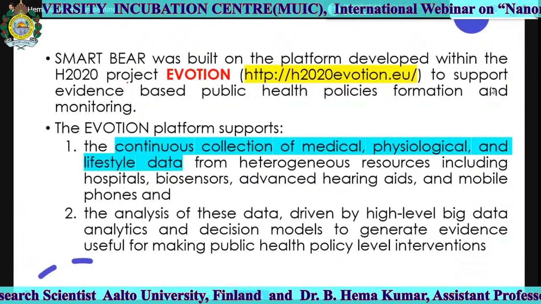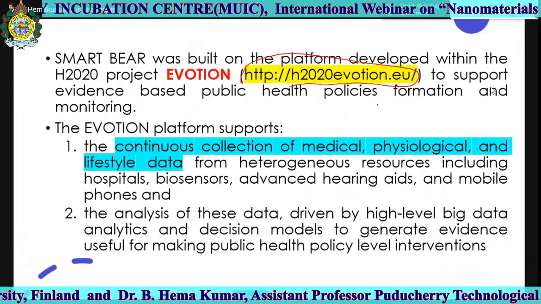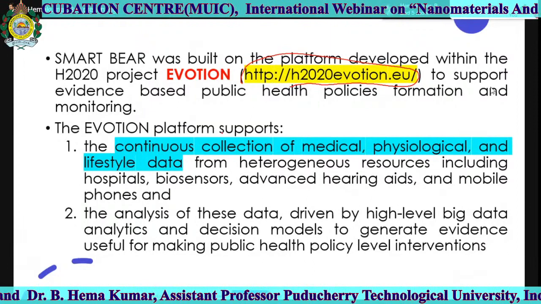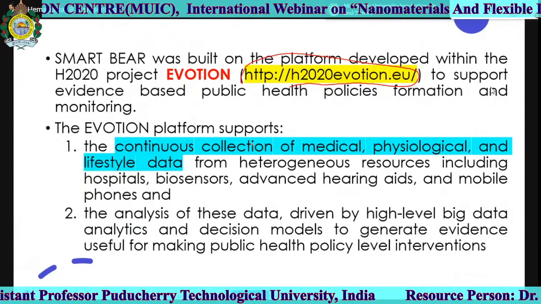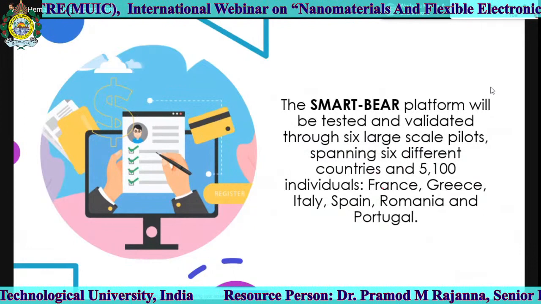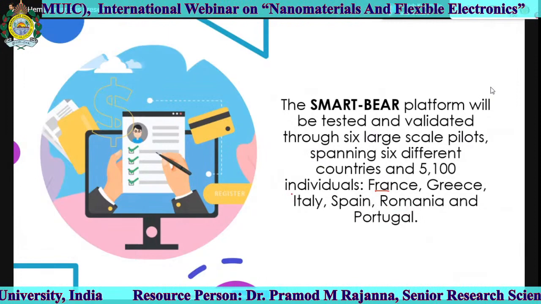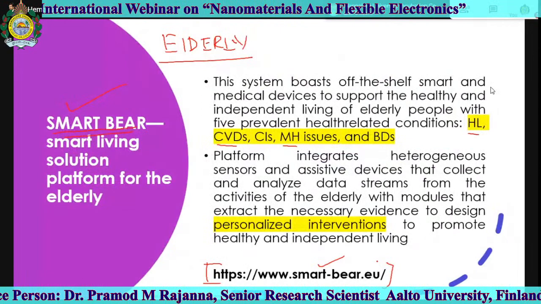Actually, this SmartBEAR is built on the EVOTION platform. You can just see this particular website, h2020evotion.eu. Currently it is being used for 5 hospitals in Greece. Using this EVOTION platform, they collect a good amount of medical, physiological and lifestyle data from heterogeneous resources, sensors. Based on that, they provide personal interventions for these patients. Currently, the project is being tested and validated through six different countries: France, Greece, Italy, Spain, Romania, and Portugal. You can go into the website of SmartBEAR and explore more about this project. They also have a special SmartBEAR consortium, where they have a discussion kind of thing.